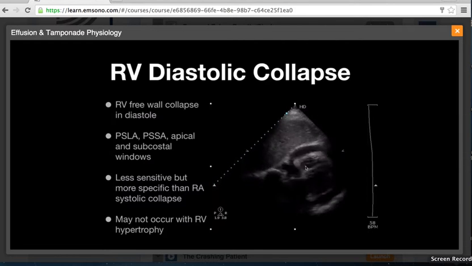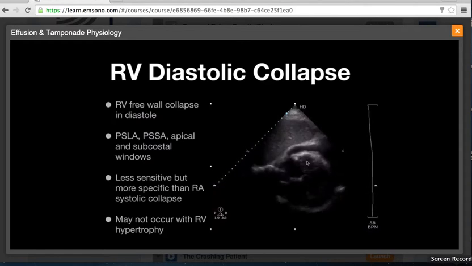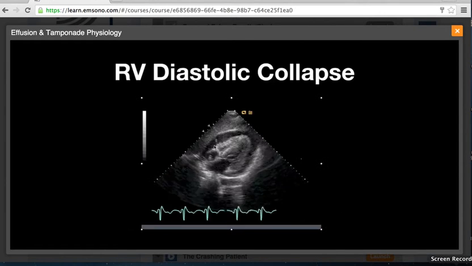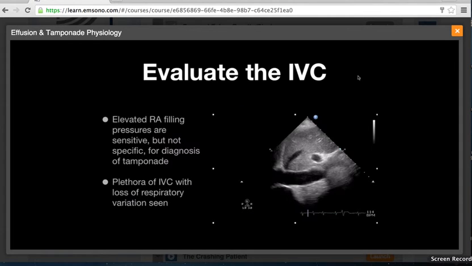Here's a patient on a subcostal window. You've got a swinging heart, you've got a very large pericardial effusion, and you can see that there is right ventricular diastolic collapse. Note the buckling or invagination of the wall during diastole. Here's a subcostal window in another patient with an echogenic effusion, and you can see here that there is right ventricular diastolic free wall collapse. Note the buckling and invagination of the wall here. This patient had tamponade physiology from an echo as well as clinical standpoint.